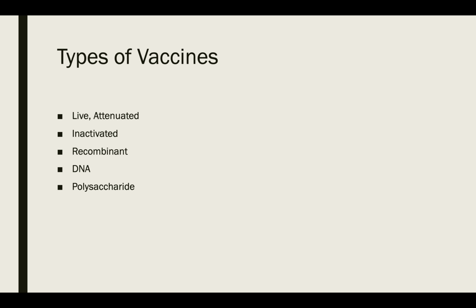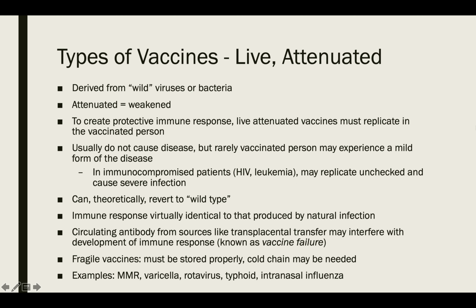Okay, so now we're going to go through the types of vaccines. We're going to talk about live attenuated vaccines, inactivated vaccines, recombinant vaccines, DNA vaccines, and polysaccharide vaccines. And this is out of order. We're going to talk about DNA last. Okay, so live attenuated. And I apologize for these wordy slides. I just tried to put as much information for you on there as I could.